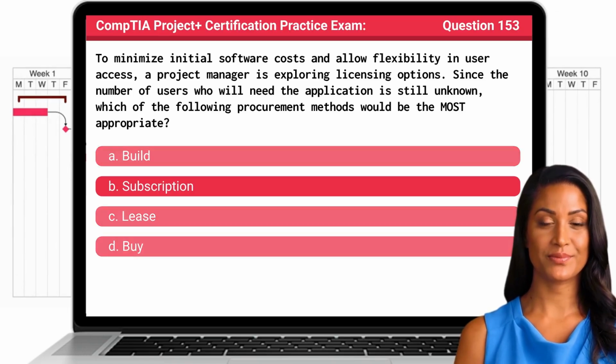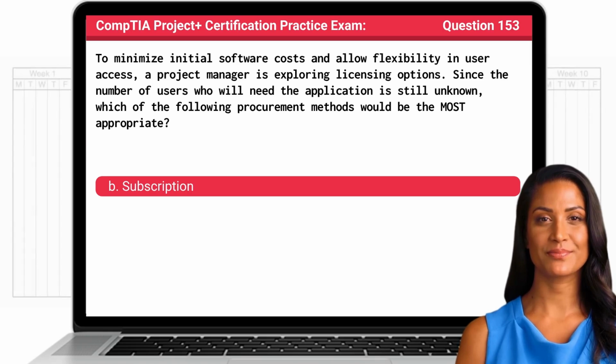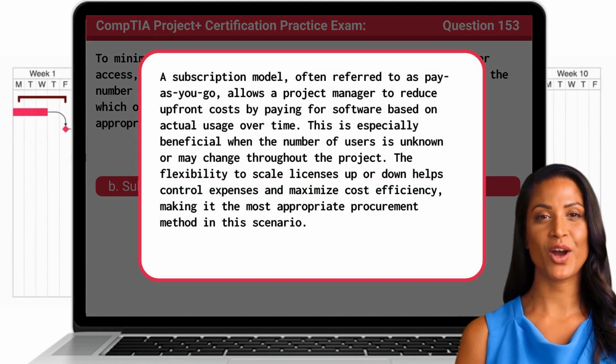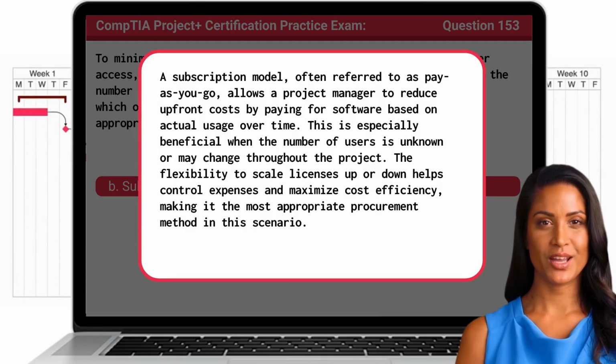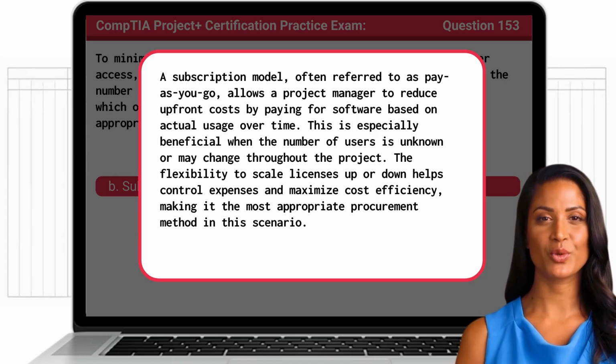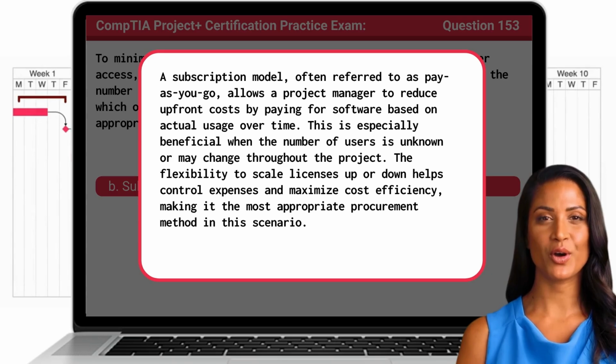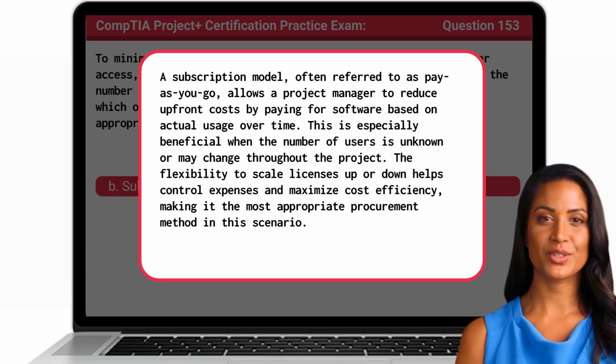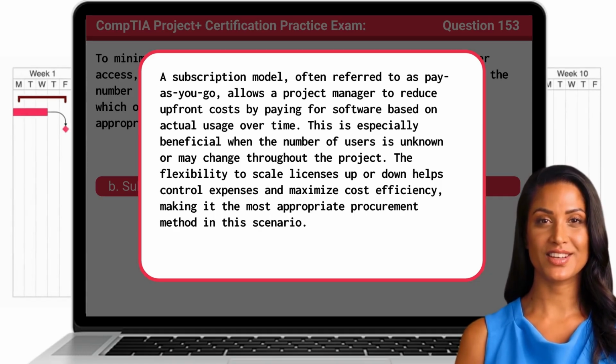The answer is B. Subscription. A subscription model, often referred to as pay-as-you-go, allows a project manager to reduce upfront costs by paying for software based on actual usage over time. This is especially beneficial when the number of users is unknown or may change throughout the project. The flexibility to scale licenses up or down helps control expenses and maximize cost efficiency, making it the most appropriate procurement method in this scenario.